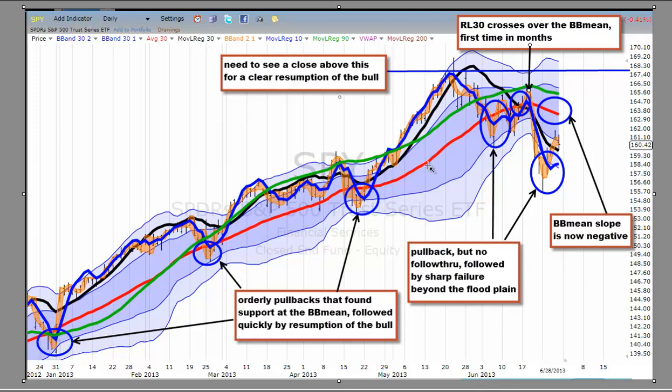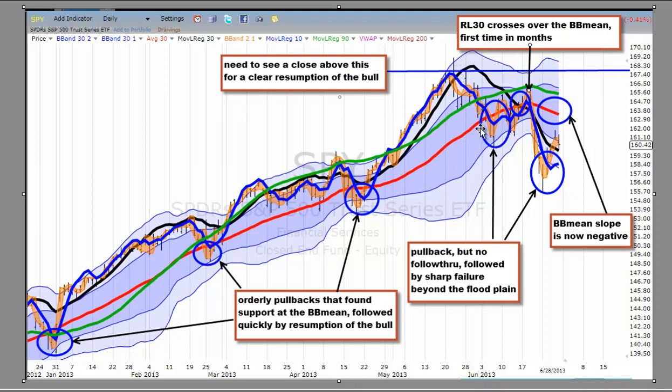On these legs up in the bull, I want you to notice that the pullbacks came to the Bollinger Band mean or the bottom part of the river, only briefly touched it, and then took off sharply in each case, 1, 2, and 3 times, to make significant moves to the upside. Quickly reversed direction, got across the river and out, and then into the floodplain and beyond.